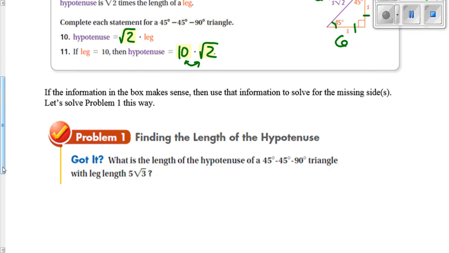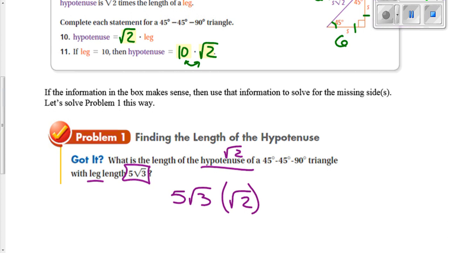I can actually do this one without a diagram, but it's always good to draw one. For those of you that are forward thinkers, let's think about this. The leg, I found purple by the way, I'm excited. The leg is going to be less than the hypotenuse. The hypotenuse is going to be whatever the leg is times radical 2. The leg is 5 radical 3, so it's going to be 5 radical 3 times radical 2, because the hypotenuse is the leg times radical 2.